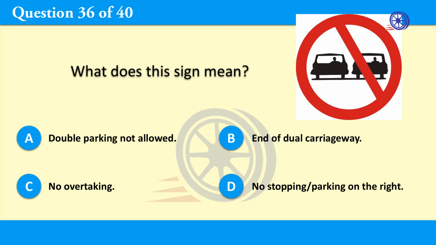What does this sign mean? A. Double parking not allowed. B. End of dual carriageway. C. No overtaking. D. No stopping or parking on the right.